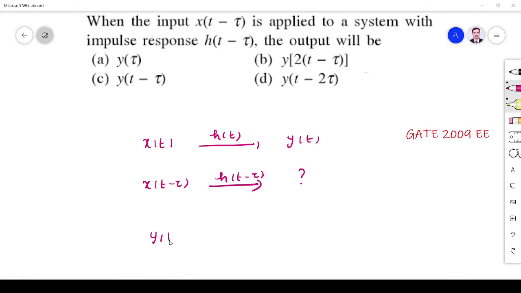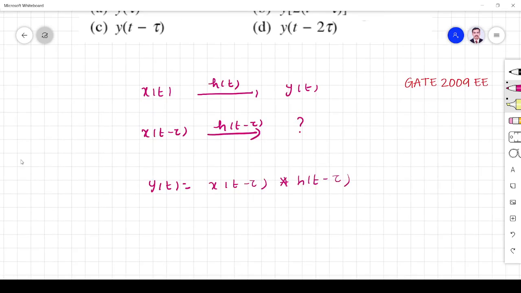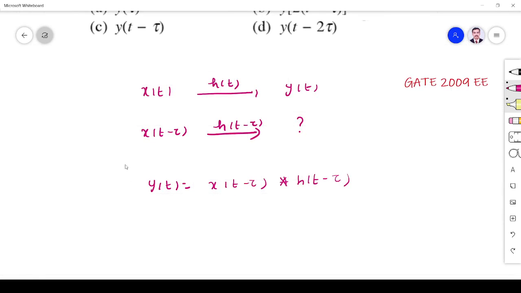We know output is the convolution between input and the impulse response: x of t minus tau convolved with h of t minus tau. I want to find y of t. I take Laplace transform, find y of s, then I take inverse Laplace, because Laplace transform converts convolution into multiplication. So that is easy to work.